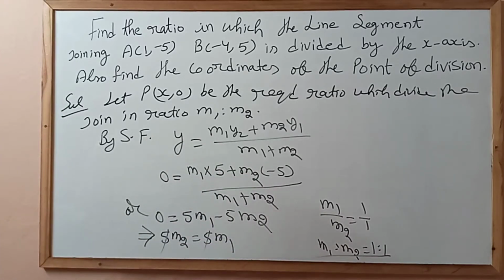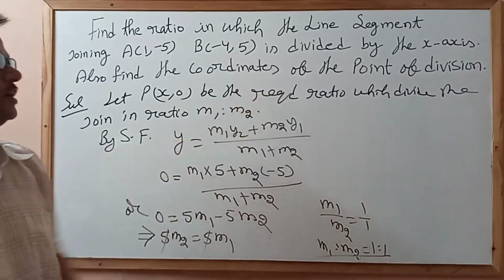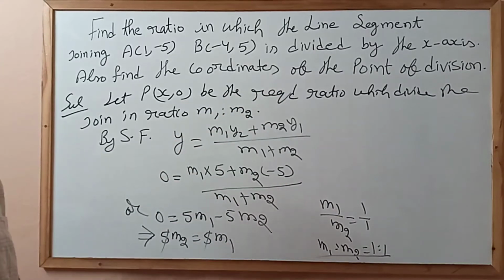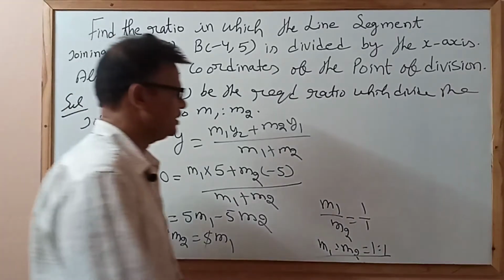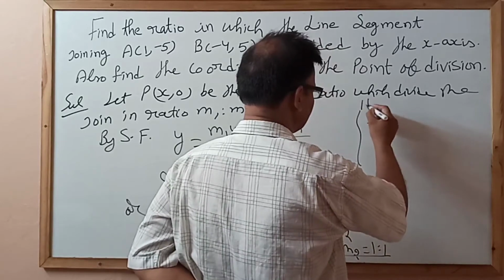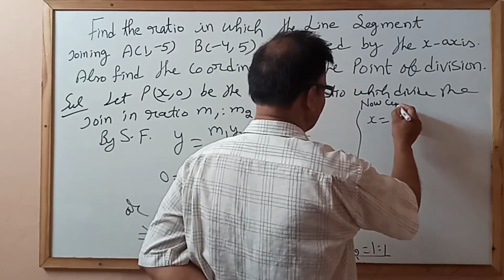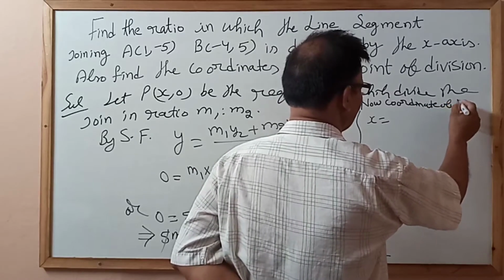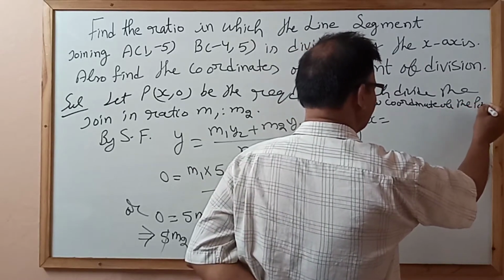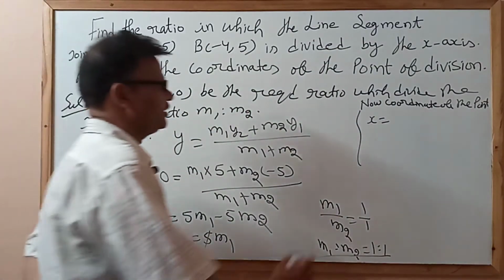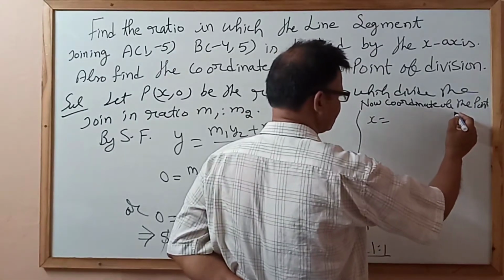Now we have to find the coordinate of the point of the division also. So here we find x. Find the coordinate of the point of division.